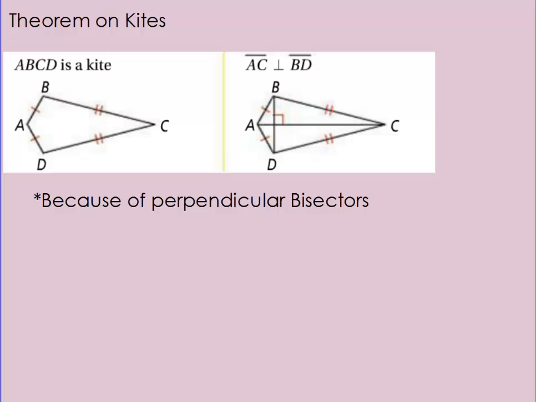So what theorem for a kite? Well, if we do have a kite right here, we put a line between B and D right here. We can say that AC is perpendicular to line BD. And why can we do that?